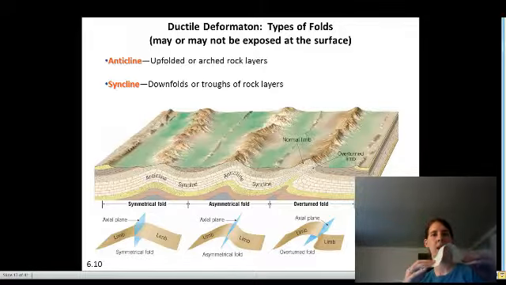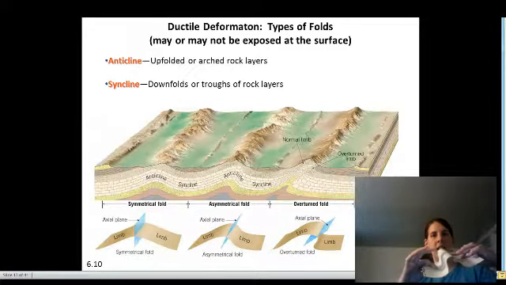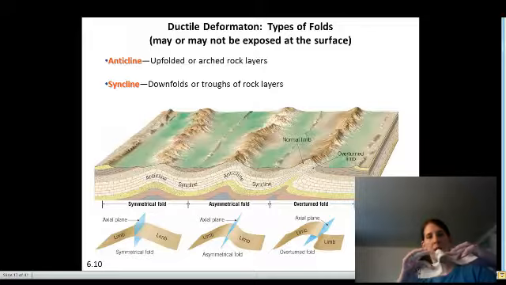But if you have stress that is applied with a slightly higher force on one side than the other, see if I can do it with paper. There we go. Okay, pretend that's my force. This would be an asymmetrical fold. If I drew a line through that axis plane right there, it wouldn't be symmetrical, right?